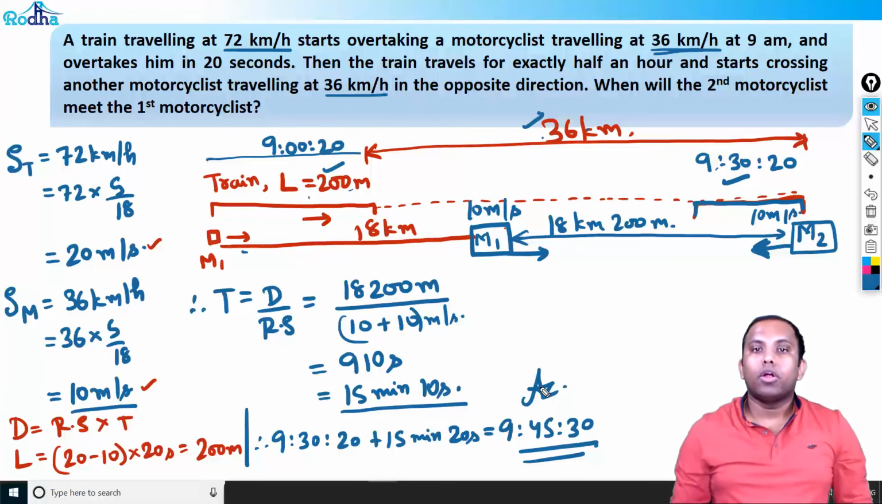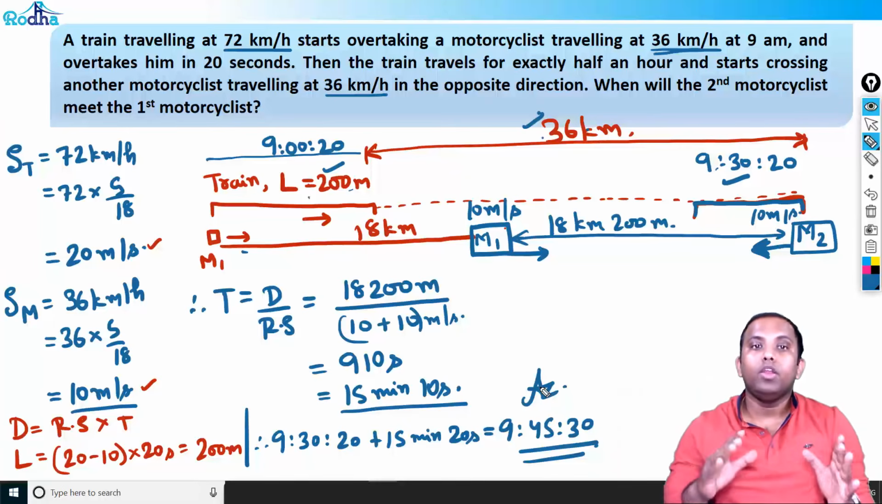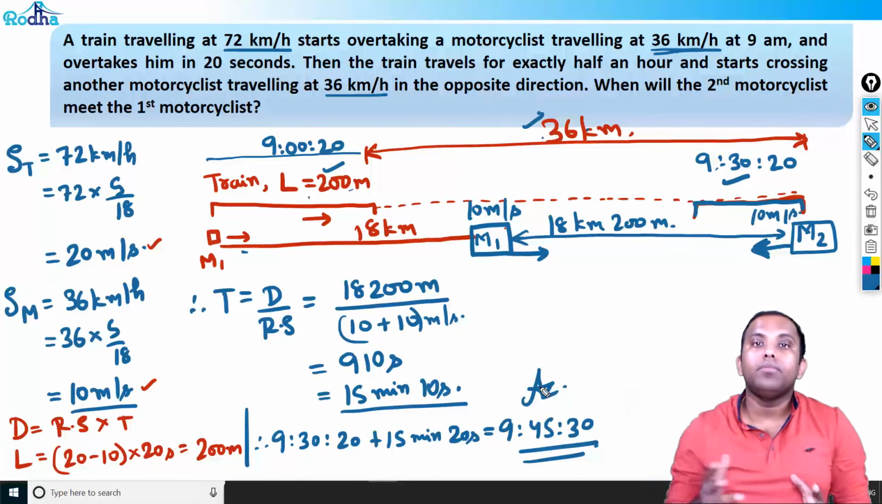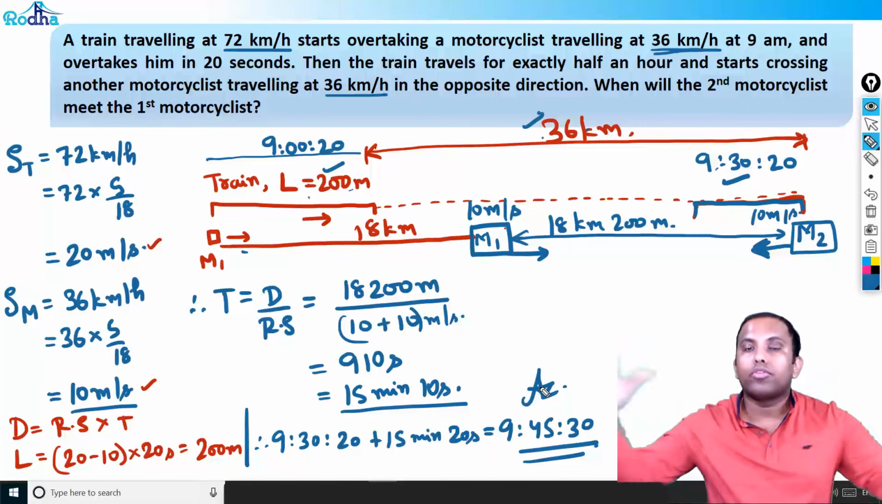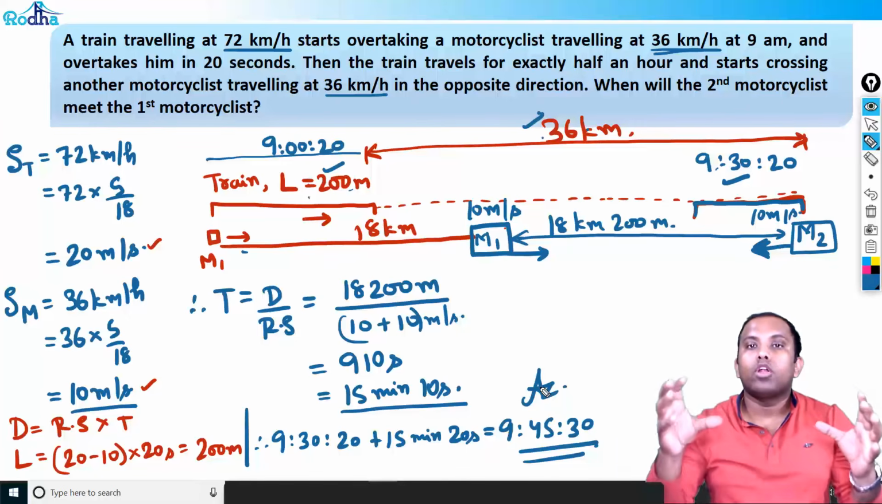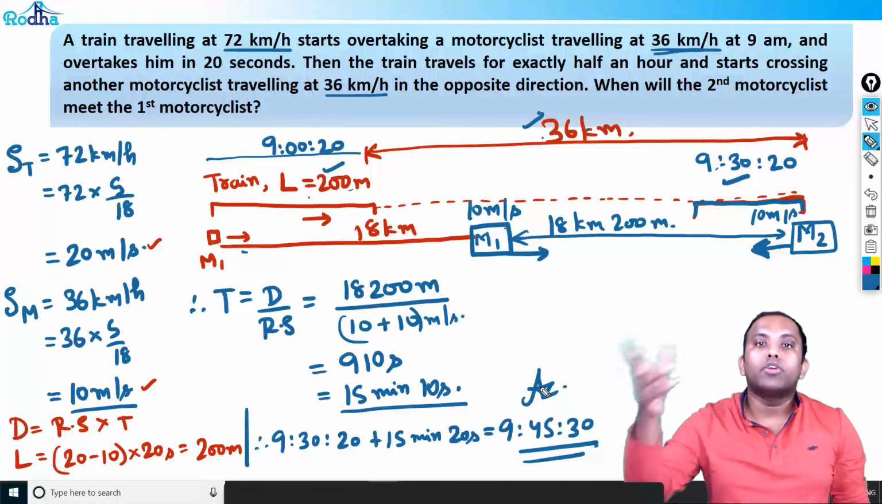Okay, so I hope you got here. So the simple funda was: the train overtook the motorcyclist in how much time? The train overtook the motorcyclist in 20 seconds. Okay, so what is the length of the train? Length is always the distance covered, right? What is distance? Relative speed into time.